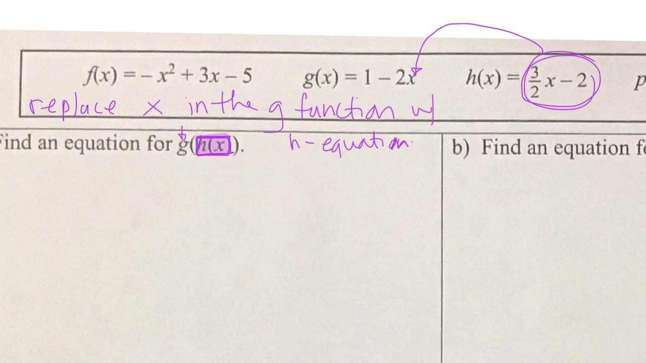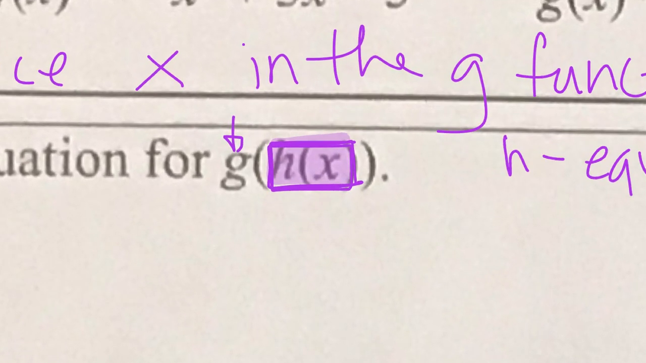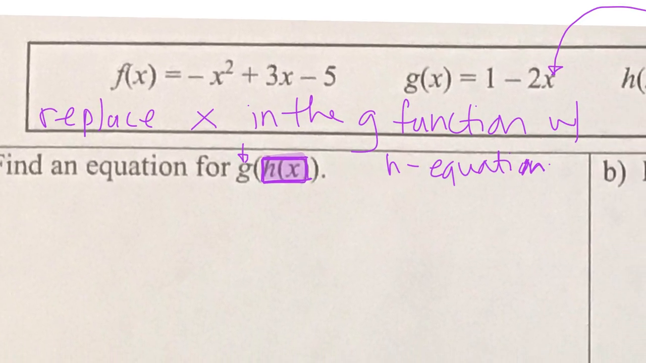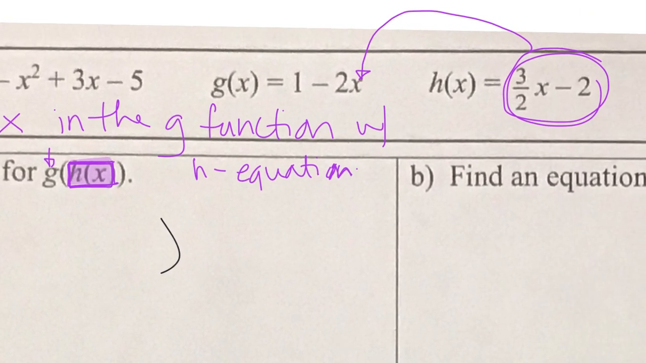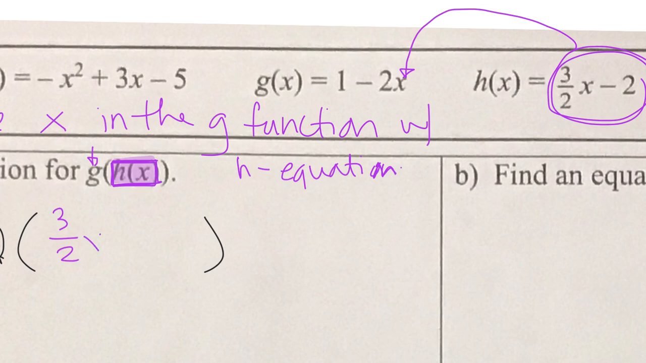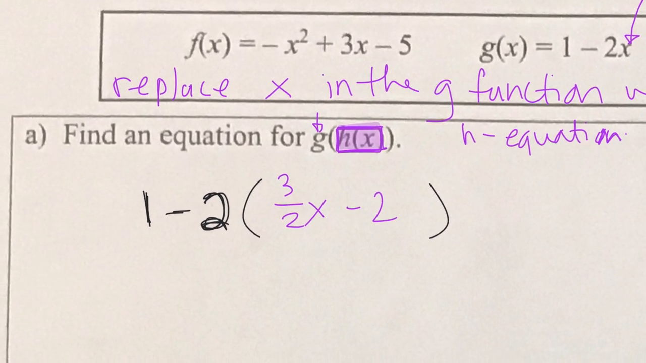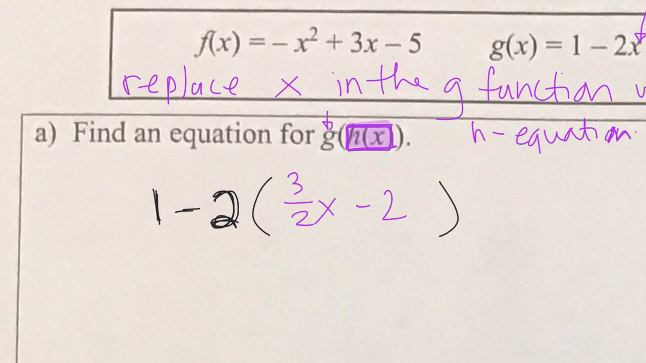Okay, this says take the h equation and plug it into the g function. So g says 1 minus 2 times something, right? That's what g wants us to do, 1 minus 2 times something. So that something is now going to be the h equation, which is 3/2 x minus 2. So we are replacing x with an entire equation.